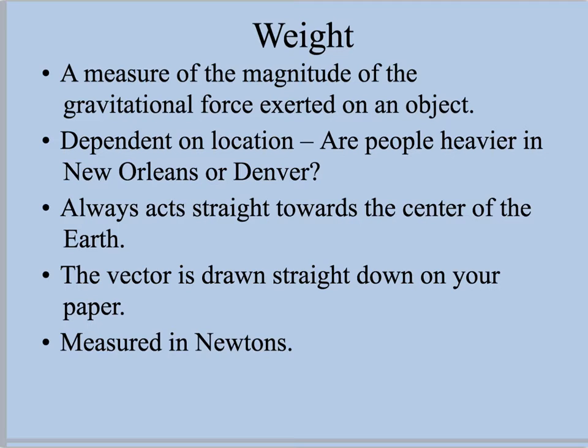The Earth is always pulling down towards the center. So whenever we draw the vector for weight, you'll always draw it straight down on your paper. So you may have an object sitting on the ground, and if we were going to draw the vector for that, we would draw it straight down. And we'd label it FW.